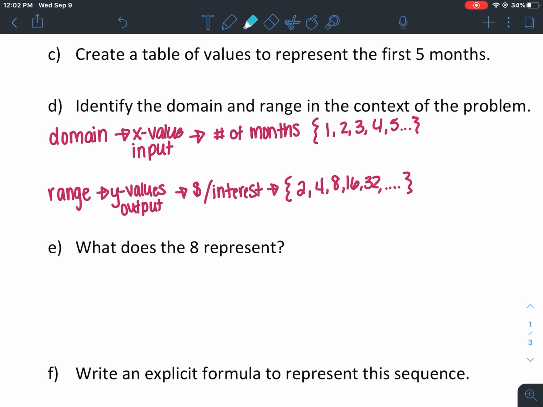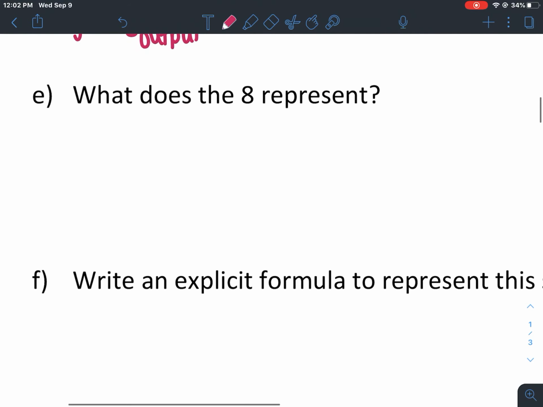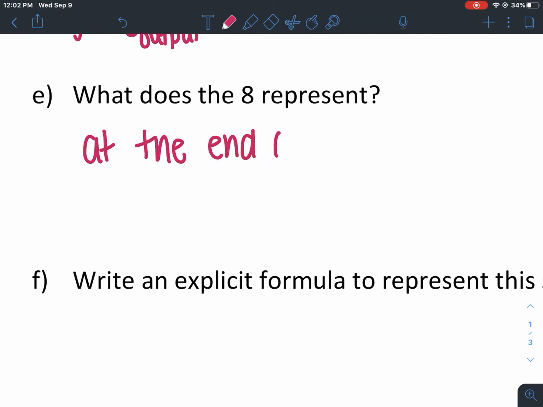What does the 8 represent? So this 8 right here, what does that represent? Well, it represents that at the end of month 3, you will have $8.